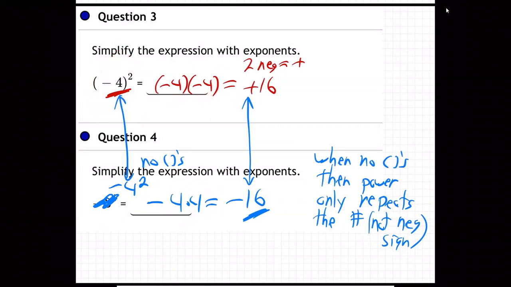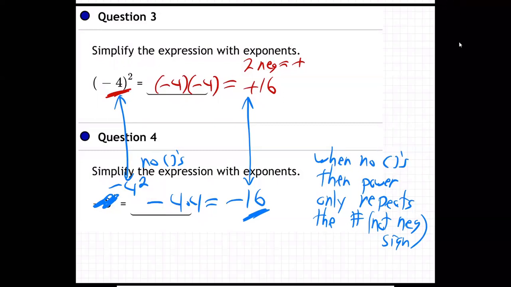So what you've got to be clear on is, what does a power have power over? When there's parentheses, it has power over the whole thing. 2 -4s, 2 negatives make positive. When there's no parentheses, the power only has power over the number, not the minus sign, right? The parentheses extend its influence. But if there's no parentheses, the 2 does not repeat the negative, it only repeats the 4. There's only one negative sign, -16.